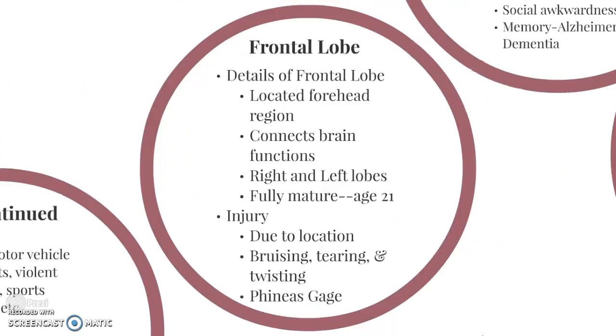Now we're going to talk about the frontal lobe. It is located from our foreheads to mid-temple. It allows all brain functions to work together and is made up of the left and right lobe. The left lobe is language-related movement, and the right lobe is nonverbal movement. It allows for higher levels of thinking, such as planning, multitasking, risk assessment, and social interaction, and is not fully mature until age 21 to 22.